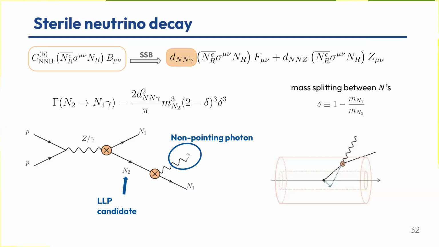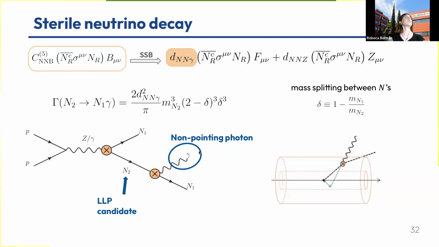Just for curiosity, beyond this heavy sterile neutrinos framework with this type of signals, have you seen some experimental searches for this type of photon decays or photon signals coming from a long-lived particle, but in the heavy mass range?